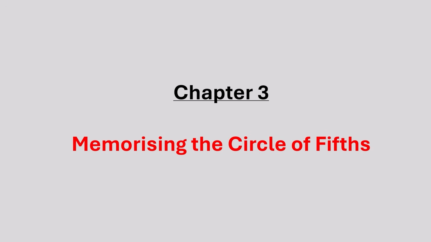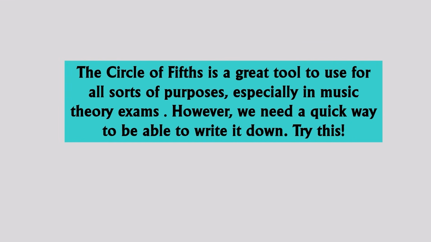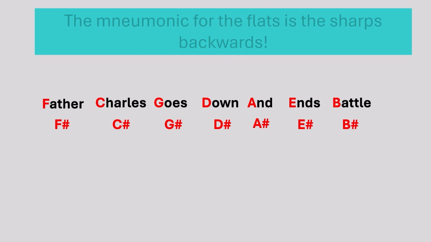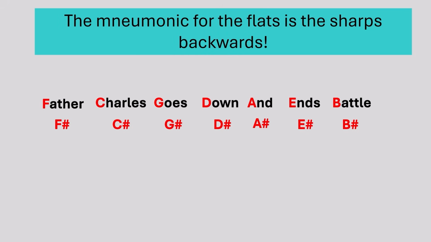Now let's have a look at how we're going to memorise the circle of fifths. The circle of fifths is a great tool to use for all sorts of purposes, especially in music theory exams. However, we need a quick way to be able to write it down, so try this. We can write out the sharps really quickly using a mnemonic. Father Charles goes down and ends battle. The mnemonic for the flats is the sharps backwards.